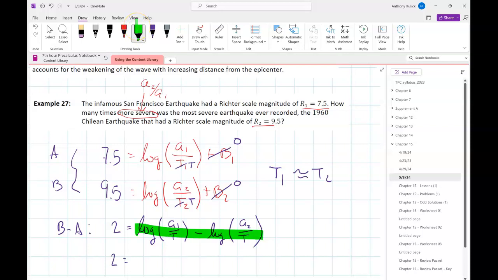What can I do with this? I have one log minus another log. What can I do with that? Again, here at this point, I'm looking for some participation. If I have one log minus another log, what can I use there?